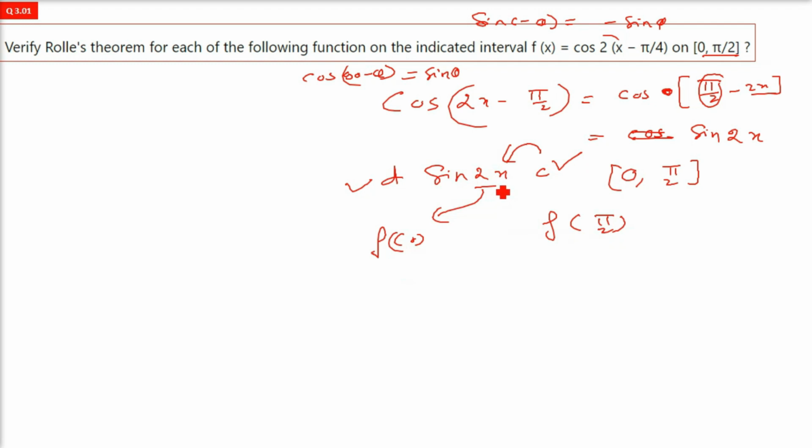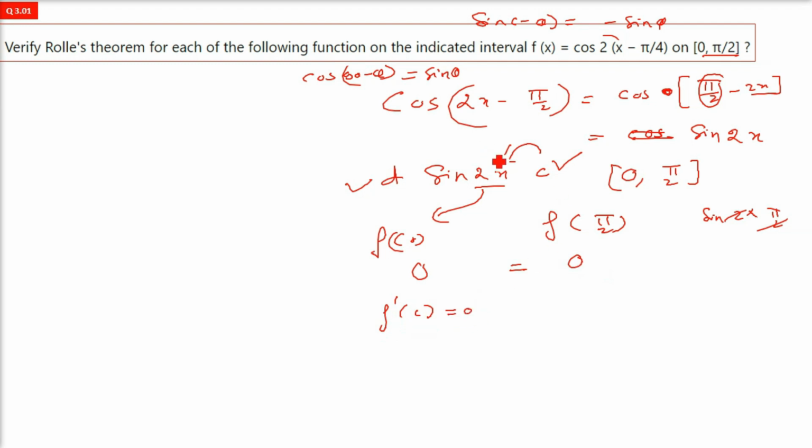Then the endpoints 0 and pi by 2: put the value 0 in x and pi by 2, and you will get sine 2 into pi by 2, that is sine pi. Sine pi is 0. If you put 0, sine 2 into 0 is sine 0, which is 0. So both the values at 0 and pi by 2 give you 0. f(0) and f(pi by 2), both are 0. Next one is the differentiation.